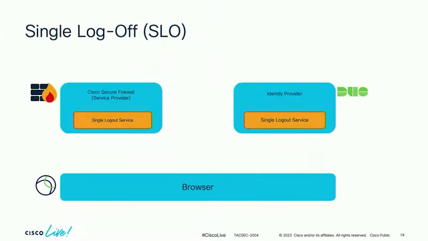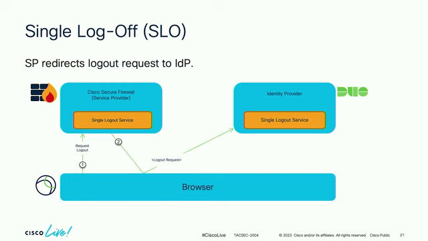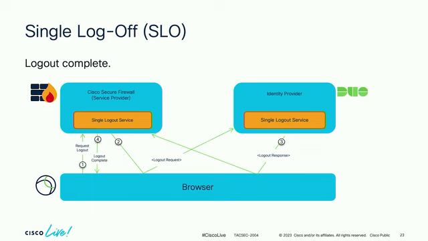Similarly to the single logon communication flow, we have the single logoff in order to log off from our session. It's similar. As you can see, the user will request a logout session to the service provider. The SP will redirect that logout request to the identity provider, and eventually the identity provider will send out the logout response back to the service provider, and we will finally be logged off from our session.